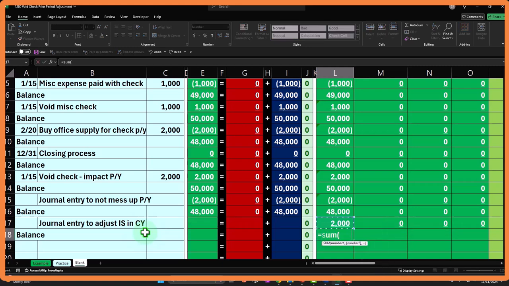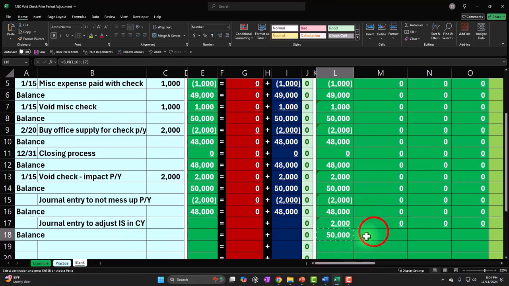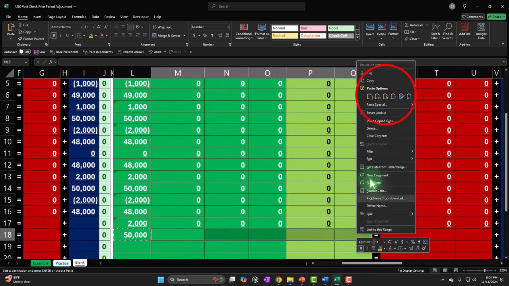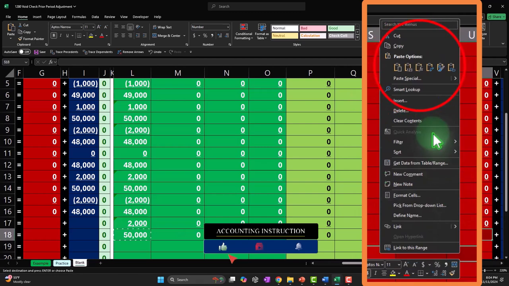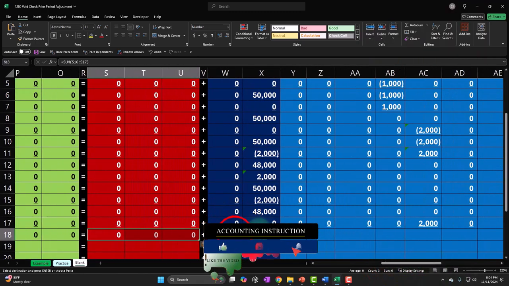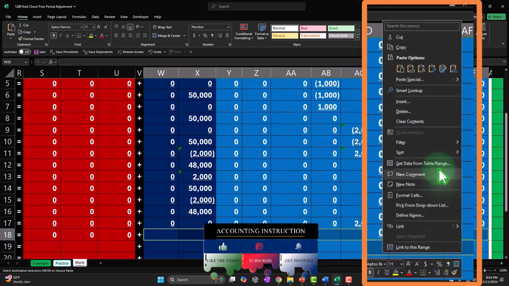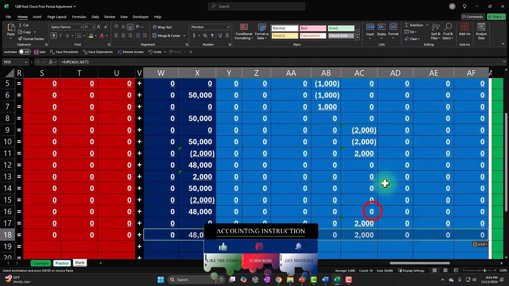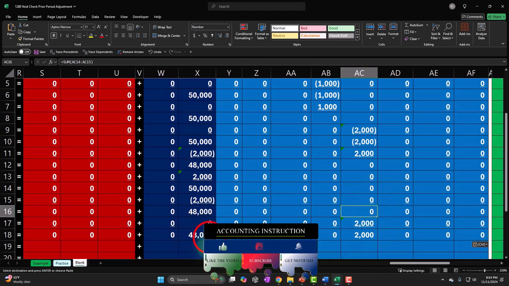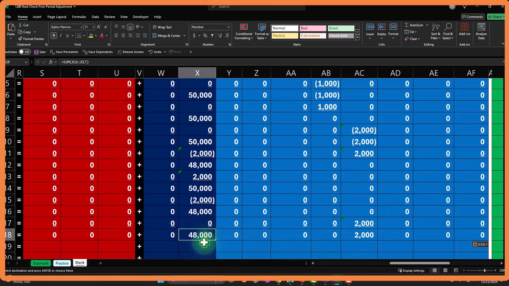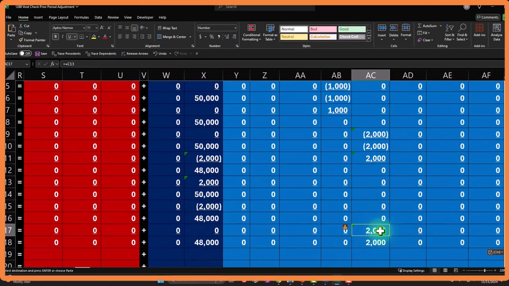Oh no, okay. We'll copy that and paste just the formulas. Right, so now you've got the 40, you've voided the check. And you didn't mess up the retained earnings. Retained earnings is proper. And we've got the adjustment happening in the current year rather than messing up the last year. So again, some software will do that for you when you void a check.